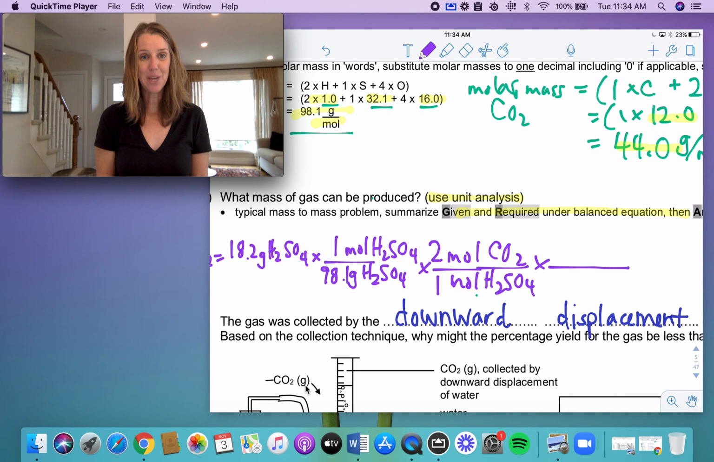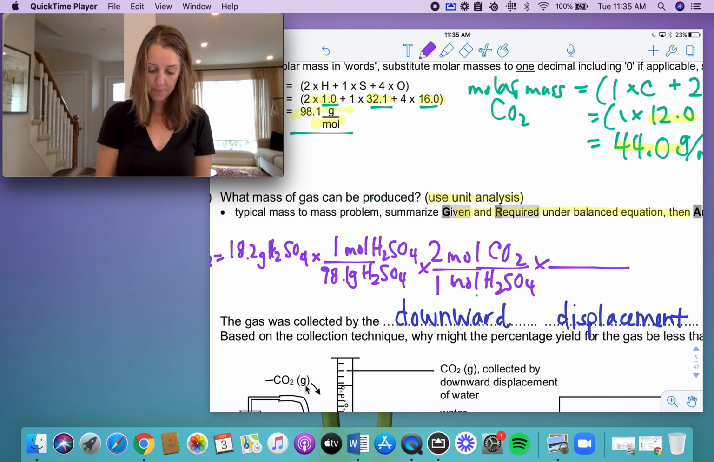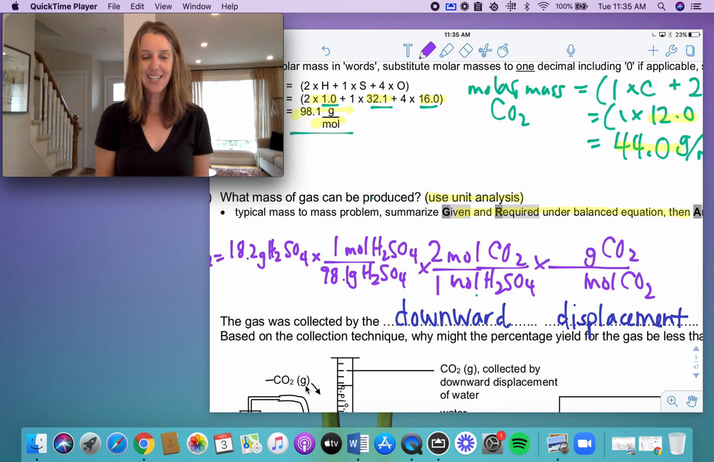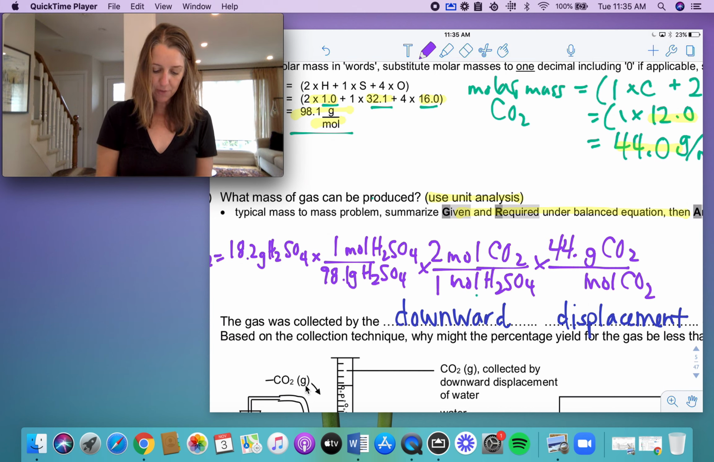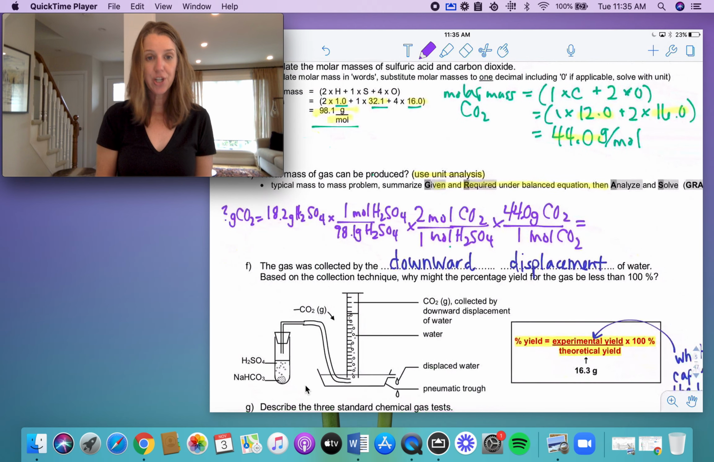And again, I'm going to use my units to figure out how I use my 44.0. Am I multiplying or dividing? Start with the units. I know I need a gram of CO2 per mole of CO2 because I need my answer to be in grams. And if I put the mole of CO2 on the bottom, they'll be able to cancel top and bottom. So then I just put my number in, 44.0 grams per mole.